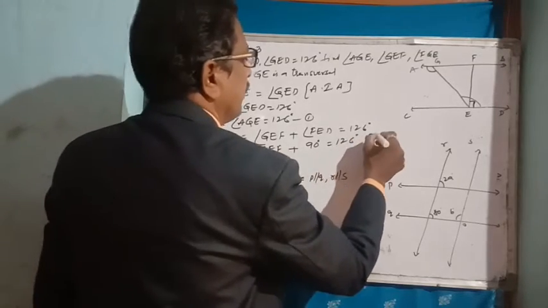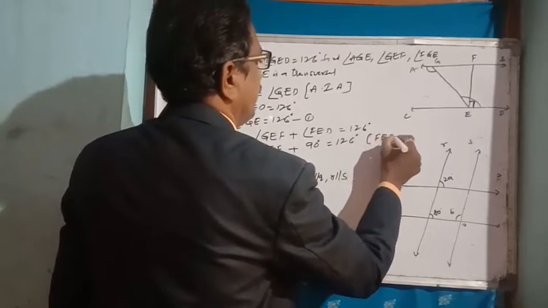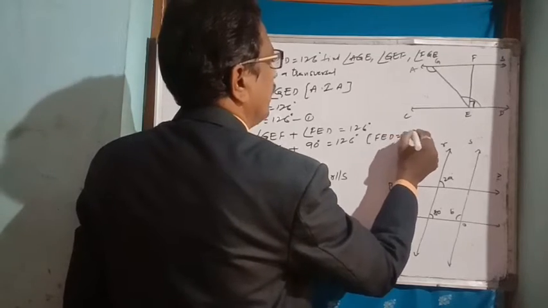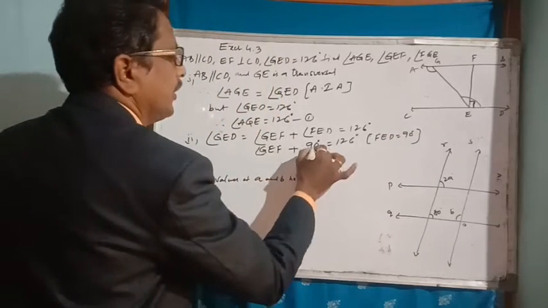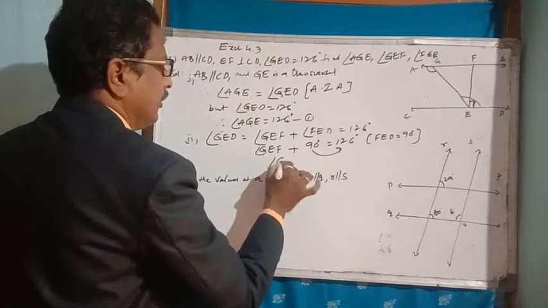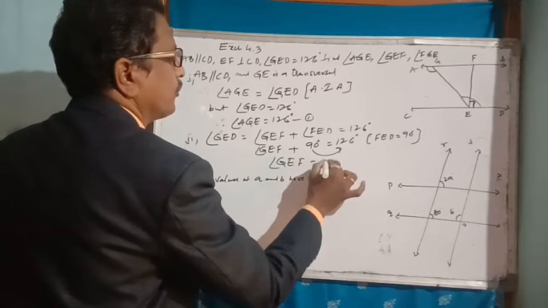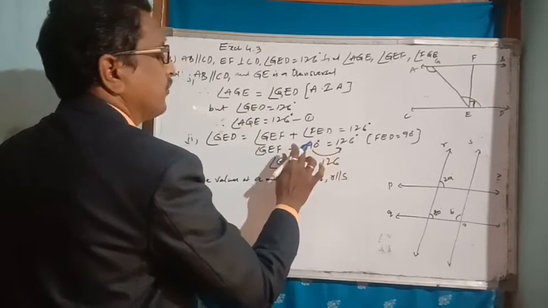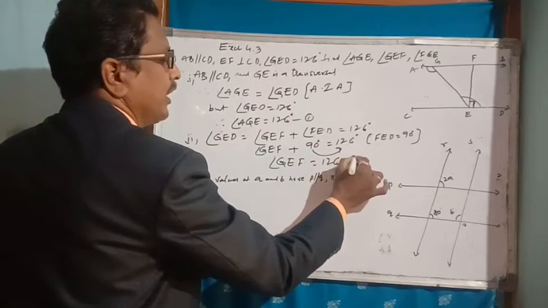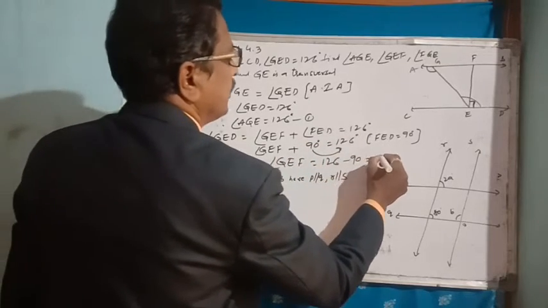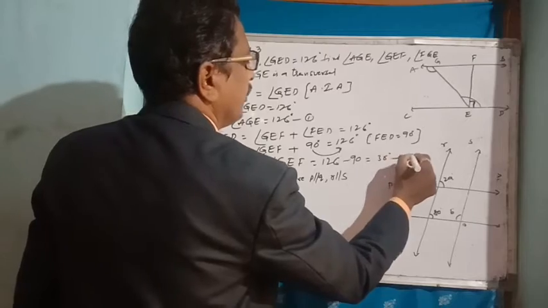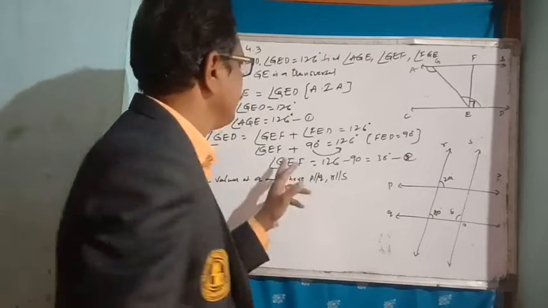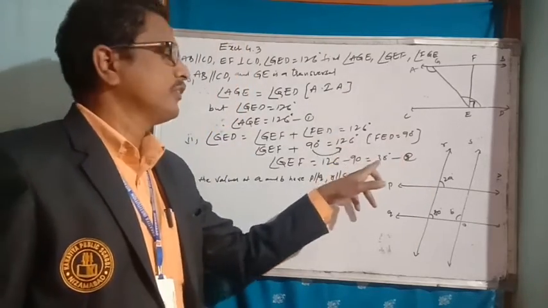So angle GEF plus 90 is equal to 126. The 90 goes to the right side, plus quantity goes to the side, minus quantity becomes minus. Angle GEF is equal to 126 minus 90, equal to 36 degrees. This is the second answer. GEF is equal to 36 completed.